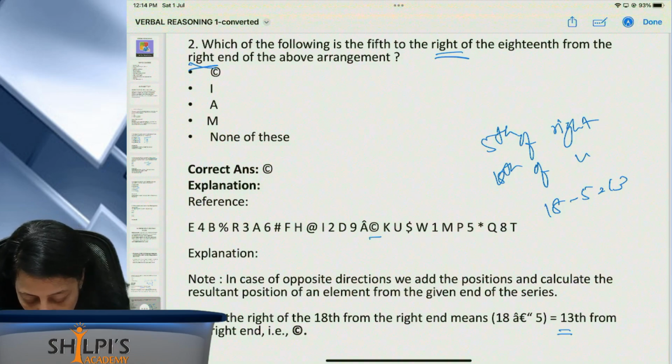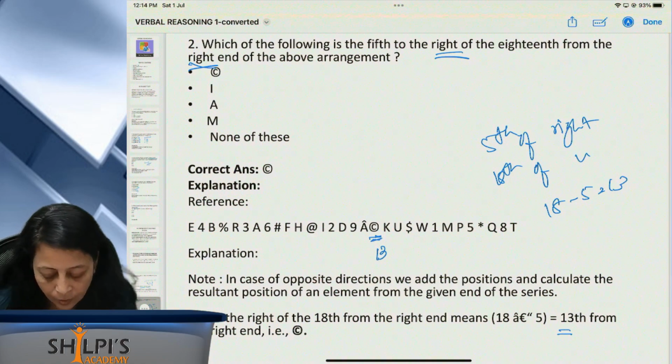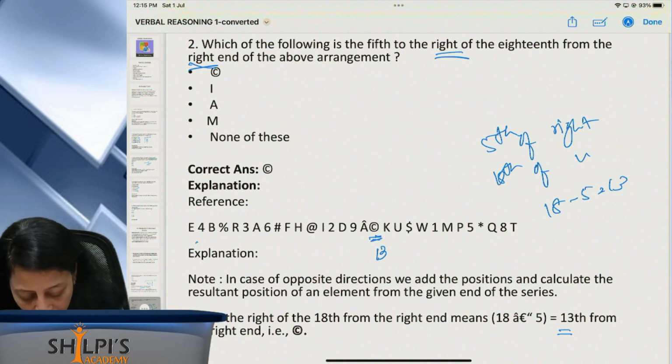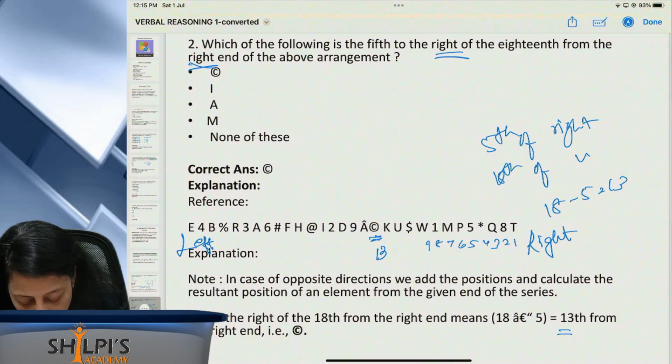So it is C. Okay. So this is right. This is our right hand side and this is your left hand side. So from the right side, the 13th position is 1, 2, 3, 4, 5, 6, 7, 8, 9, 10, 11, 12 and 13.